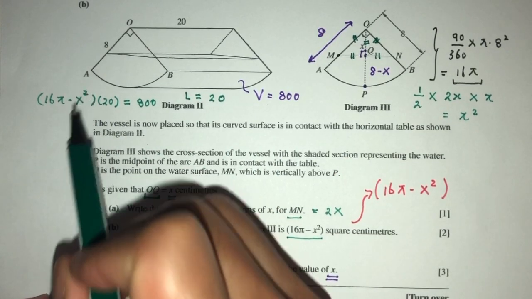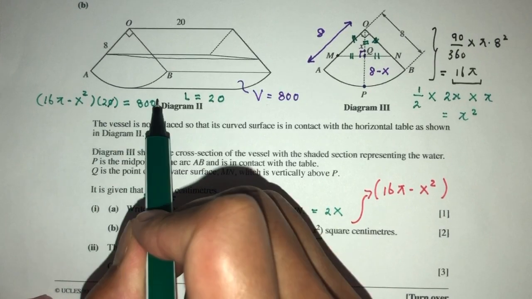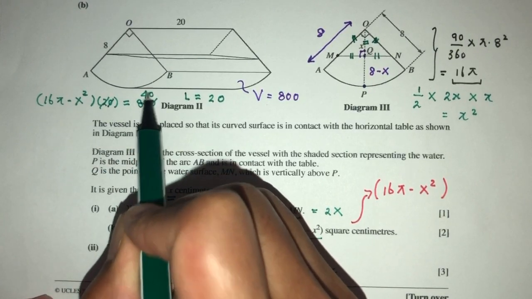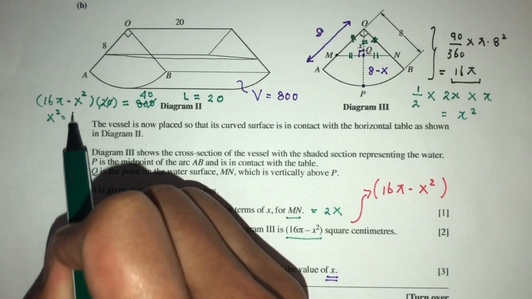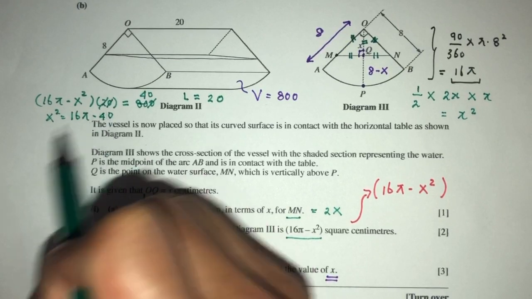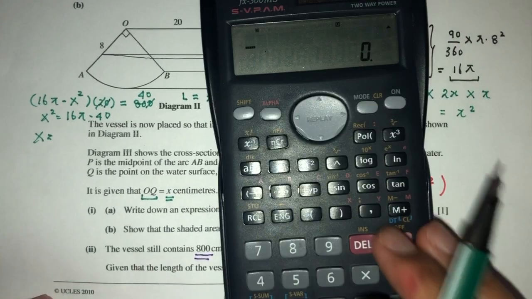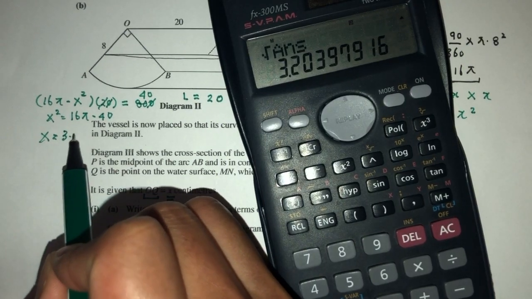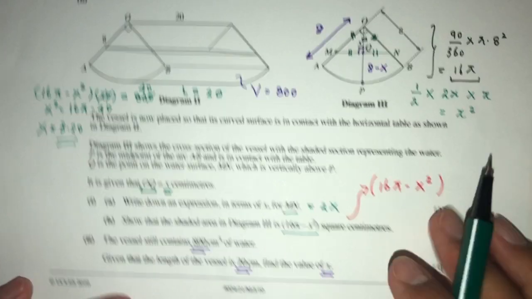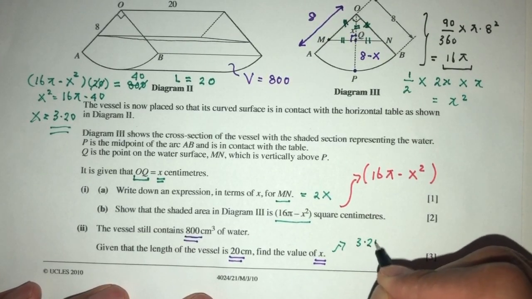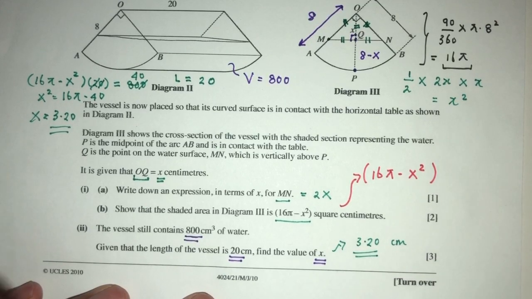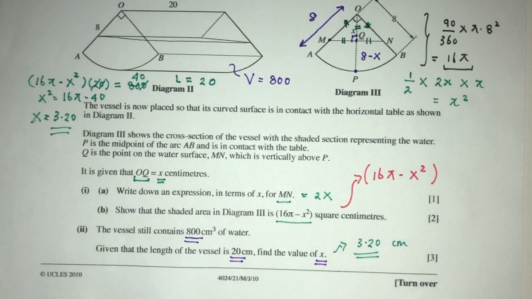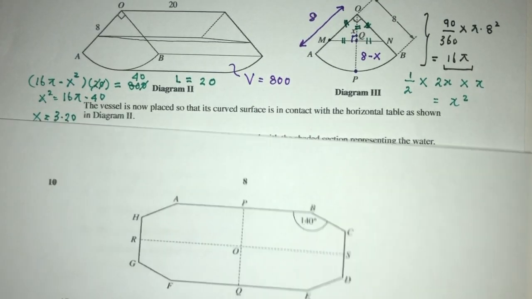Now we have to solve for the value of x. Step by step, the first thing is to divide by 20, and that will be 40. You will have x squared is equal to 16 pi minus 40. So x has to be the root of that, which will give you 3.20 centimeters, correct to 3 SF. And that will be your question number 9. Again, the questions are not tricky, we just have to observe carefully and proceed step by step to find the answers.